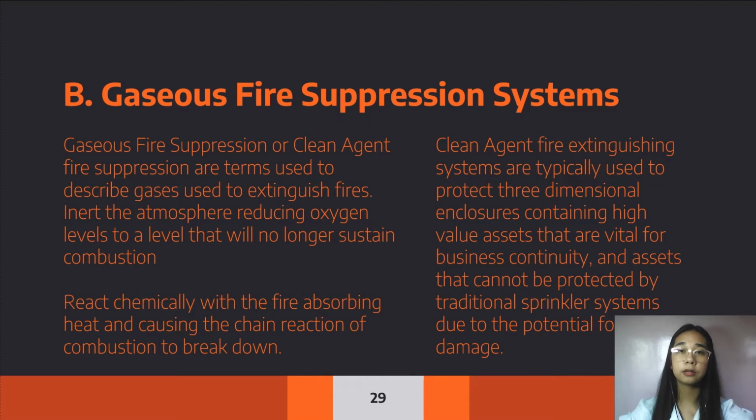Now, also under the special hazard fire protection system is what we call the gaseous fire suppression system. Gaseous fire suppression, also known as clean agent fire suppression, are terms used to describe gases used to extinguish fires. They inert the atmosphere, reducing oxygen levels to a level that will no longer sustain combustion, or react chemically with fire, absorbing heat and causing the chain reaction of combustion to break down.